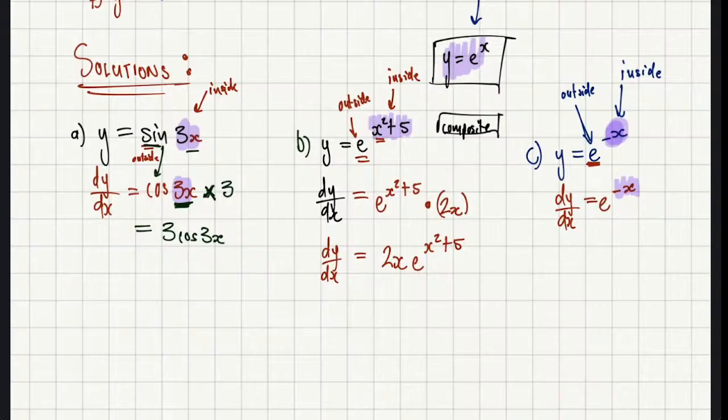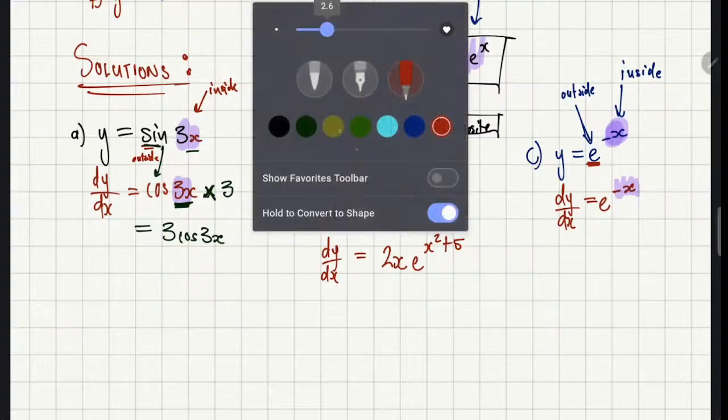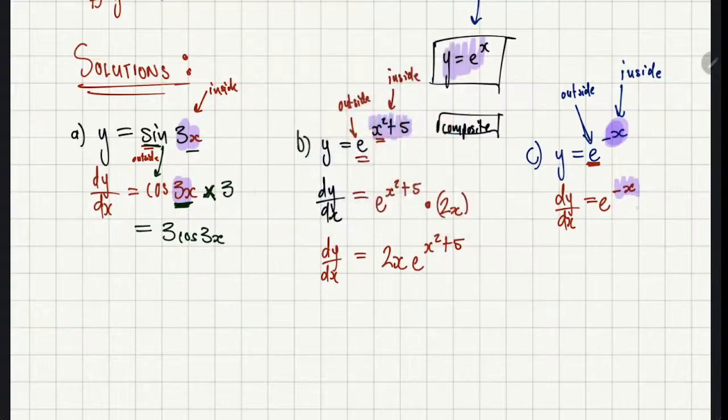So then, oh, you know limits. I like that. What you then do, you multiply by the derivative of the inside. What is the derivative of negative x? It is negative 1. So you can now say dy dx is negative 1 times this, which is negative e to the negative x. This is your solution. Wow.